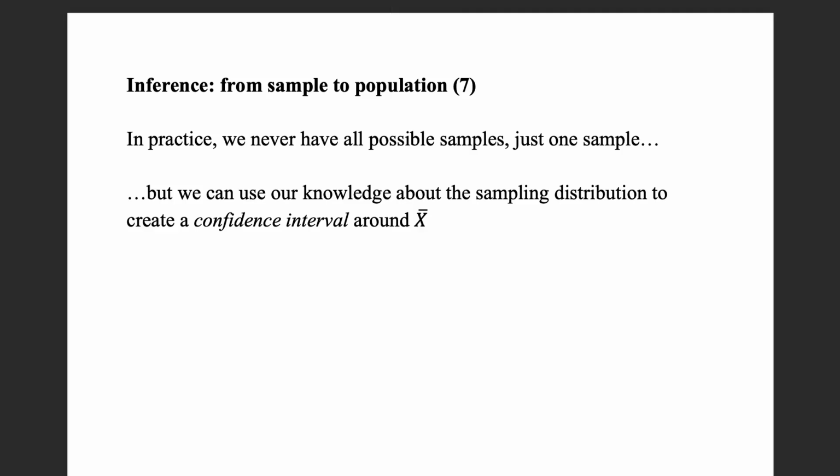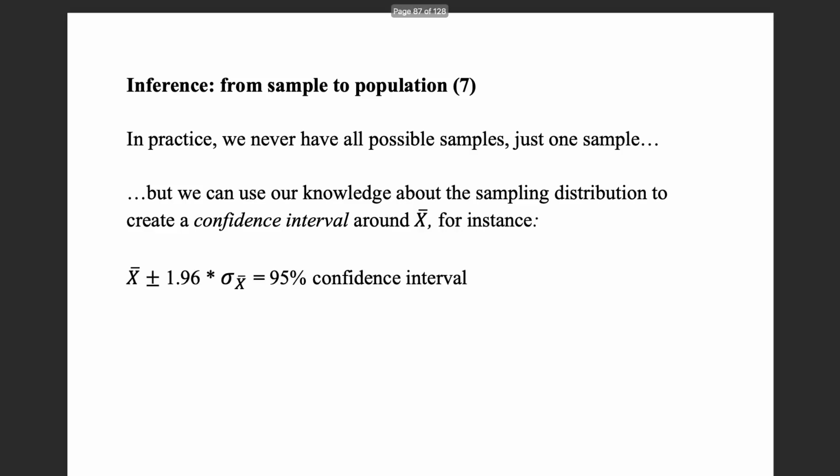Because now we know something about the sampling distribution. And by knowing the sampling distribution, we can say something about how confident we are in our sample mean by, for instance, creating something called a confidence interval around our sample mean. Because instead of looking at where 95% of the observations fall around the population mean, we can also look at it differently: we have a sample mean. What would a 95% confidence interval around that sample mean look like?